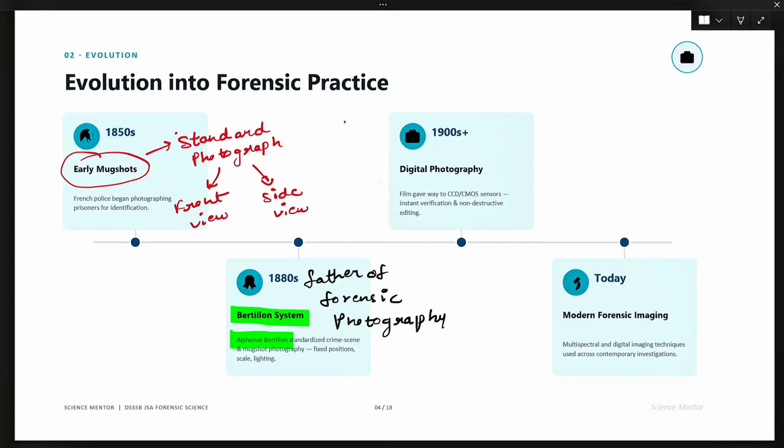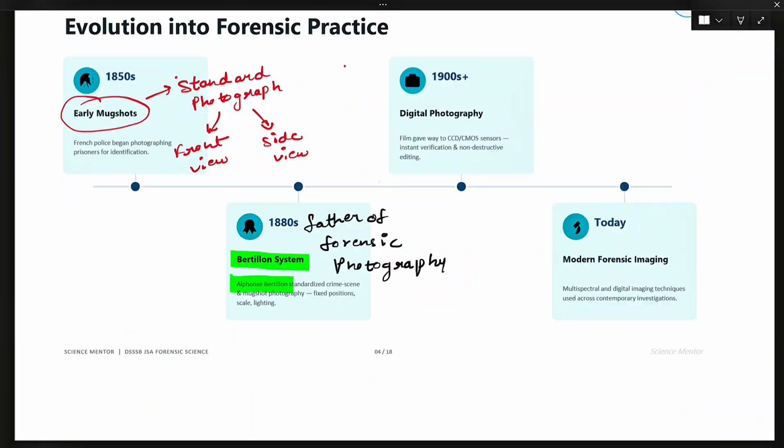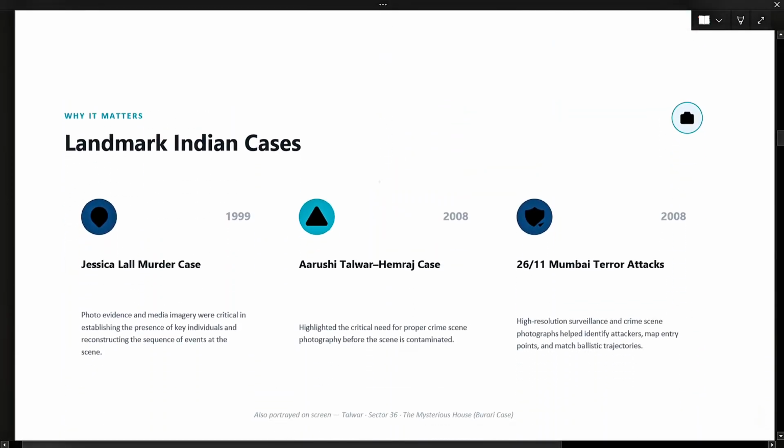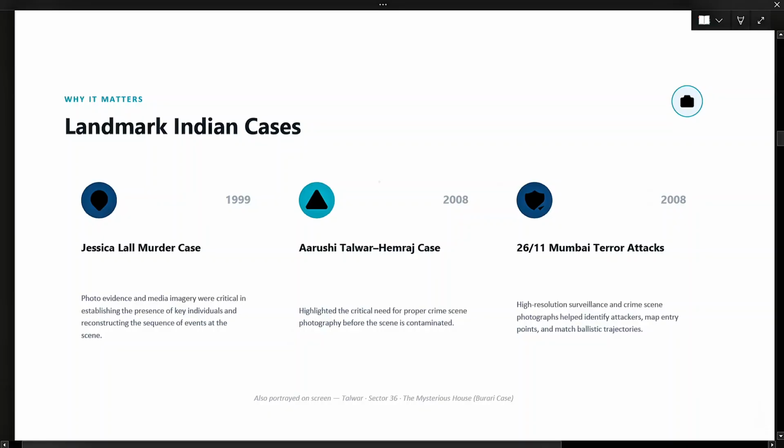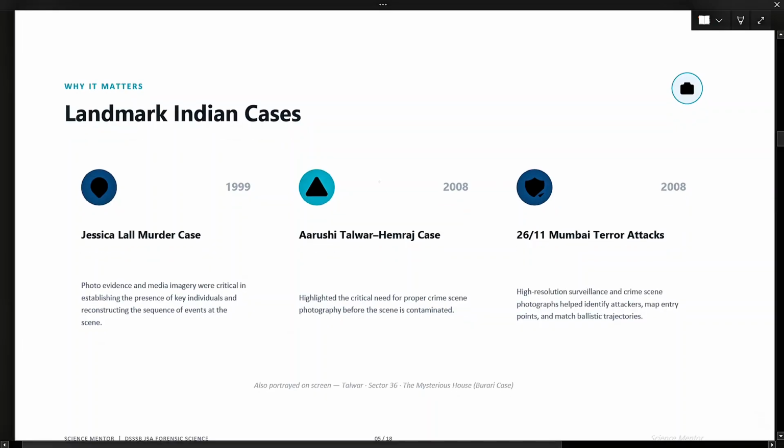Now we understand the historical development of forensic photography. The next question is how forensic photography really makes a difference in actual crime investigation. To answer that, we will discuss some landmark Indian cases that demonstrate why proper crime scene photography is so important and what lessons every forensic investigator should learn from them. We will discuss these in upcoming lectures. For today, the length of the lecture is already too much.